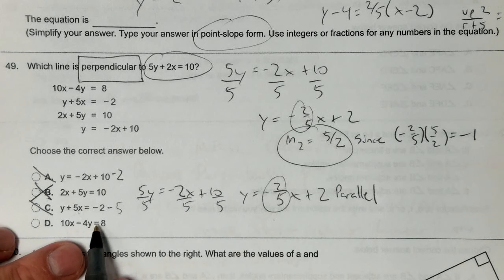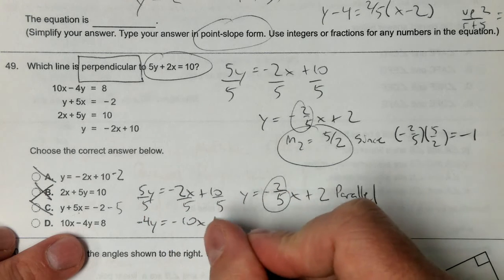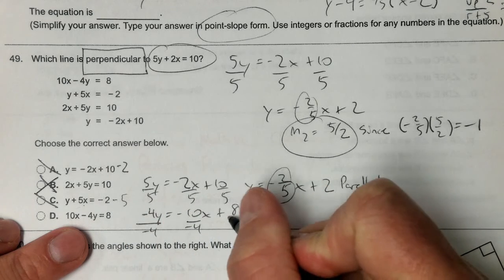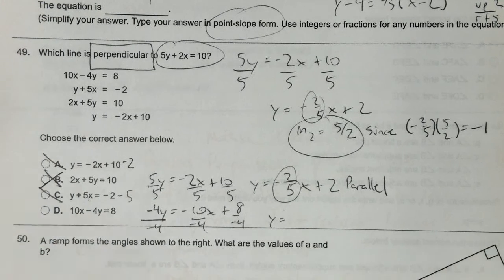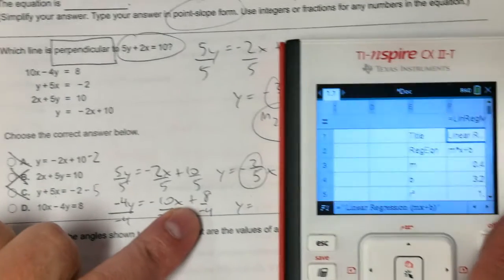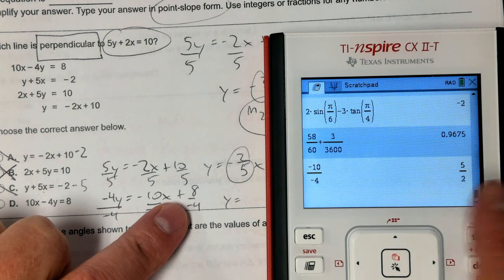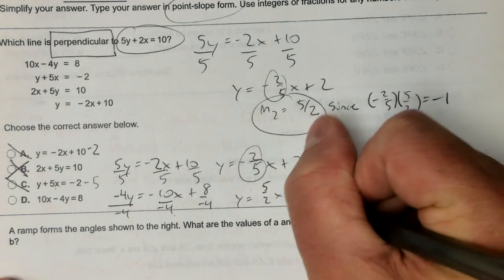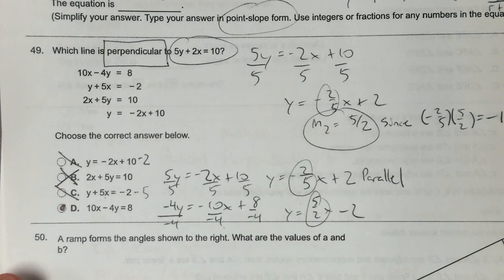What we're doing is solving for y on this one. So we get negative 4y equal negative 10x plus 8. And divide by negative 4. So y equals a negative 10 divided by a negative 4, which is a positive 5/2. You can get that this way. Positive 5/2. So there's your 5/2 x minus 2. And again, 5/2 is what we're looking for, and so that's D. Any questions?